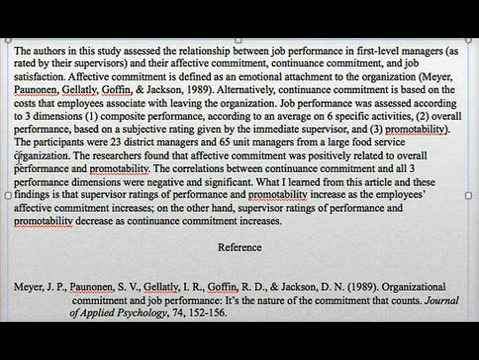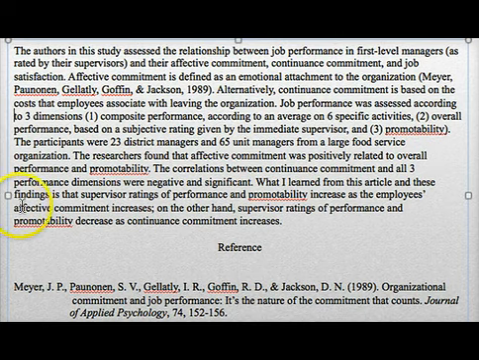So again, it's important to look through your article, find the key terms or headings that are used by the article, or any bold words. And then the participants were 23 district managers and 65 unit managers from a large food service organization. So he's basically just telling you who was participating in the study. The researchers found that effective commitment was positively related to overall performance and promotability. So that's kind of the major research finding. The correlation between continuous commitment and all 3 performance dimensions were negative and significant.